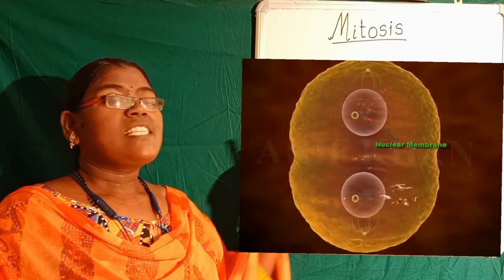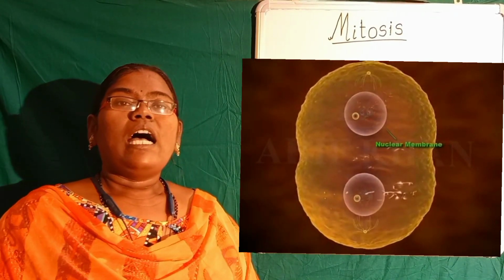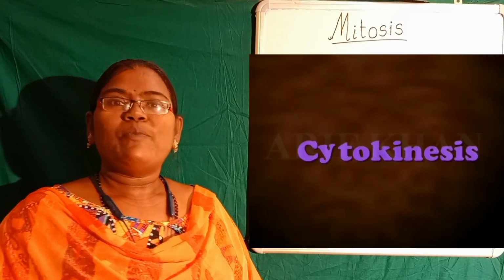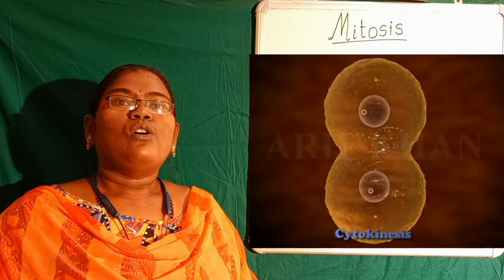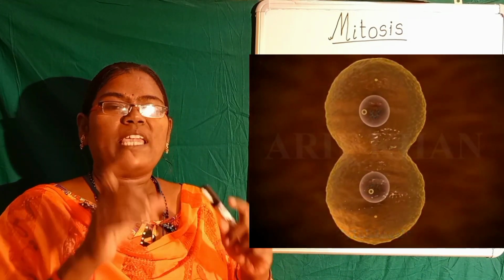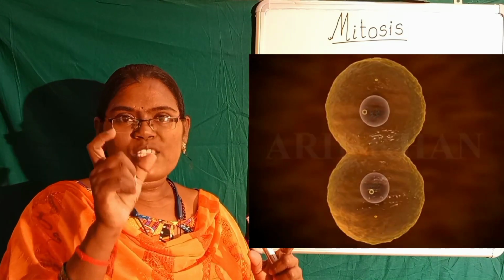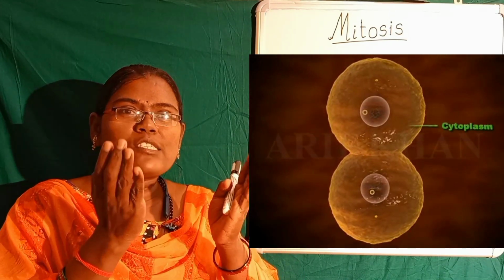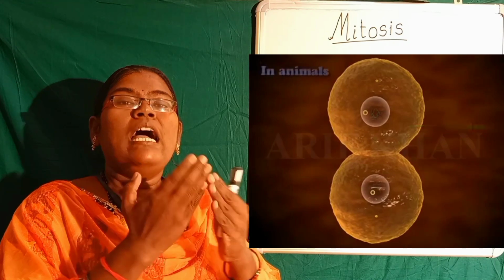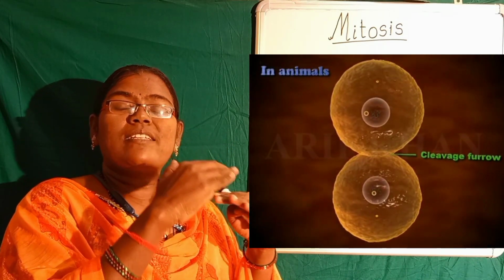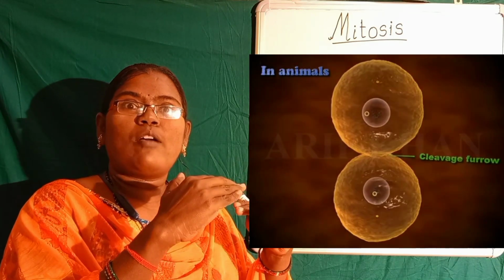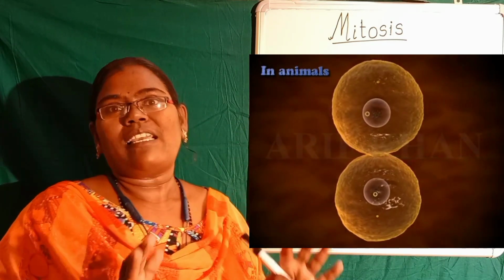cytokinesis. Cytokinesis differs in animal cells and plant cells. In an animal cell, the cell forms a small pinch in the middle, which elongates and separates the cytoplasm, forming two new daughter cells.